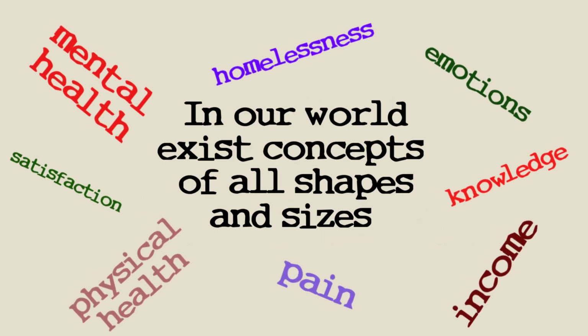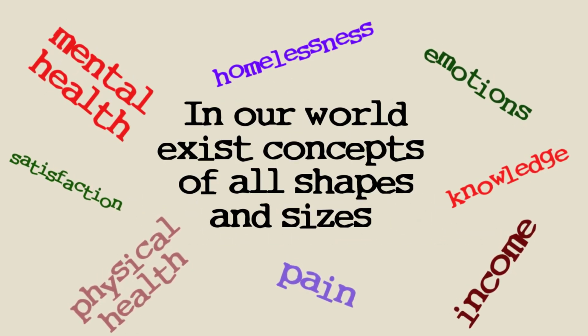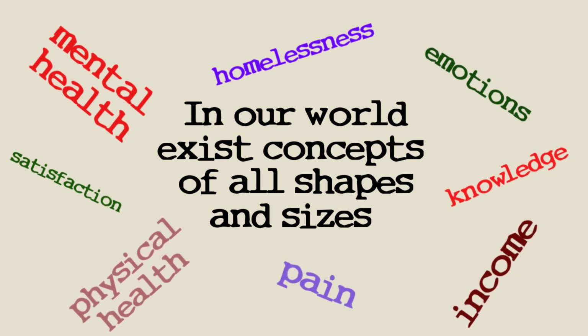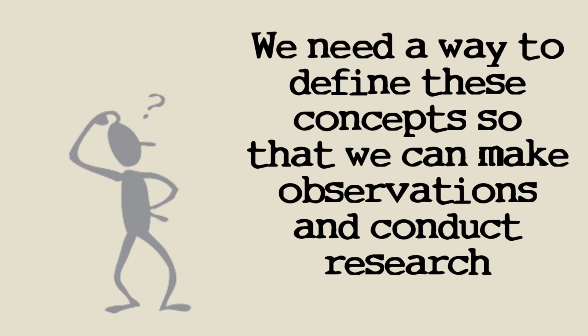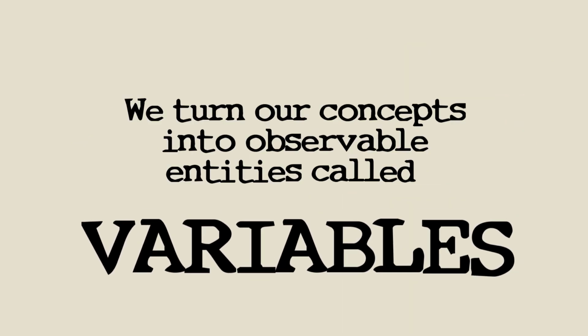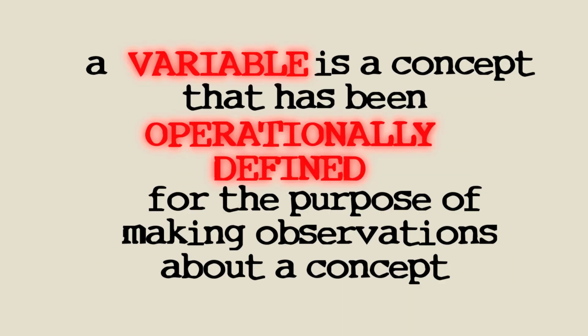The world is made up of concepts of all shapes and sizes. These concepts can be vague and have interpretations that are all over the place. We need a way to define these concepts so that they can be observed across individuals and situations. To do this, research makes use of variables. A variable is a concept that has been operationally defined for the purpose of making observations about a concept.